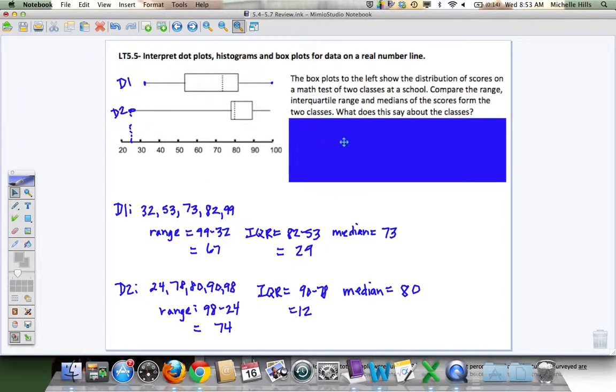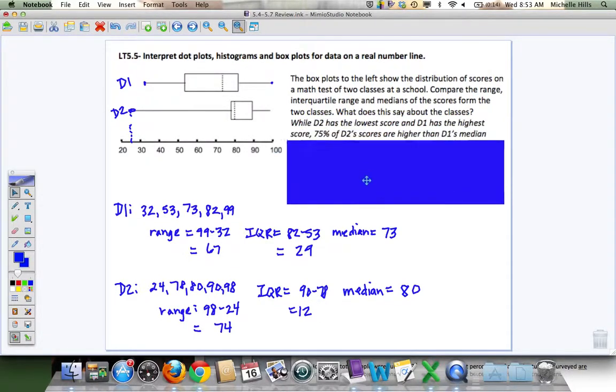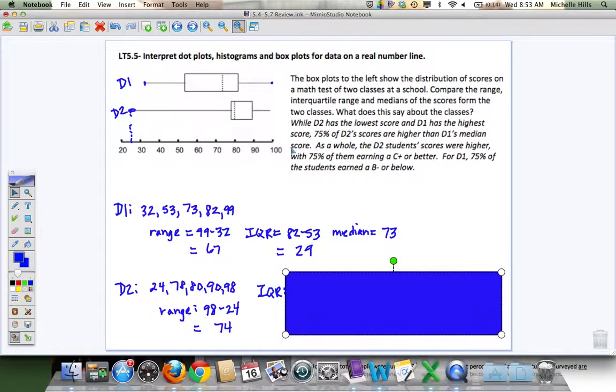So what I wrote, and it's not necessarily the only thing you could write, but I did these calculations, and I thought about what that really meant, and I said, while D2 has the lowest score and D1 has the highest score, 75% of D2 scores are higher than D1's median score. As a whole, the D2 student scores were higher, with 75% of them earning a C+ or better. For D1, 75% of the students earned a B- or below. Because again, 75% of this class earned from the low 80s, about 82 or below. So they actually didn't score as well.